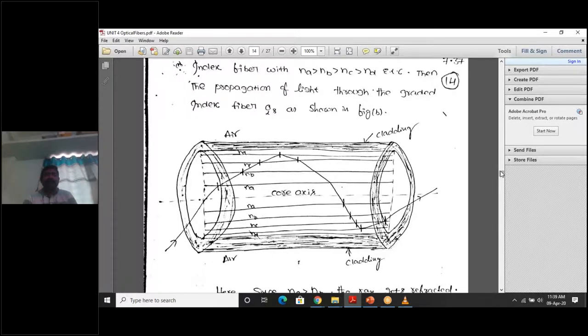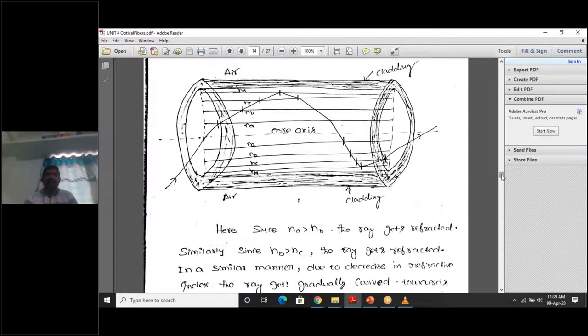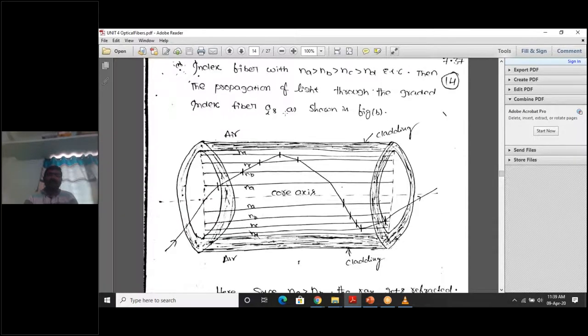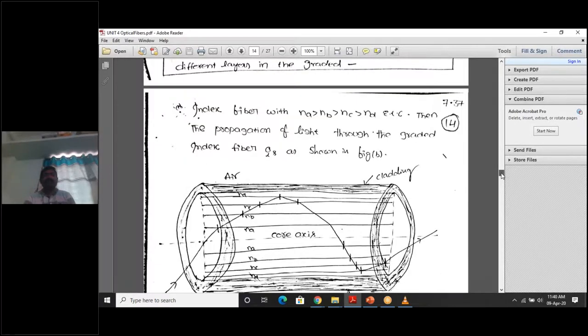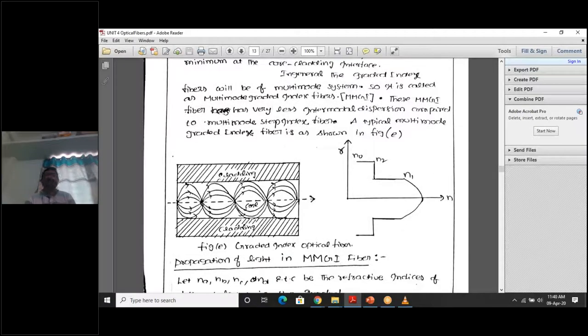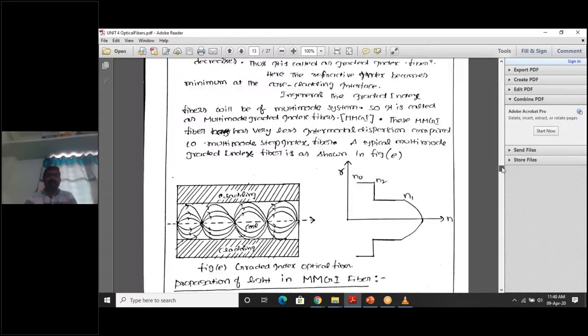So the refractive index of the core, NA is greater than NB. At this point it has high refractive index, at this less, and here still less. The refractive index of the core is continuously changing, gradually decreasing as you move away from the axis, in the upward or downward direction. So NA is greater than NB, NB is greater than NC, NC is greater than ND. As there is a gradual change in the refractive index of the core, this is called graded index optical fiber. Due to this, what is the advantage? I will explain the advantage.